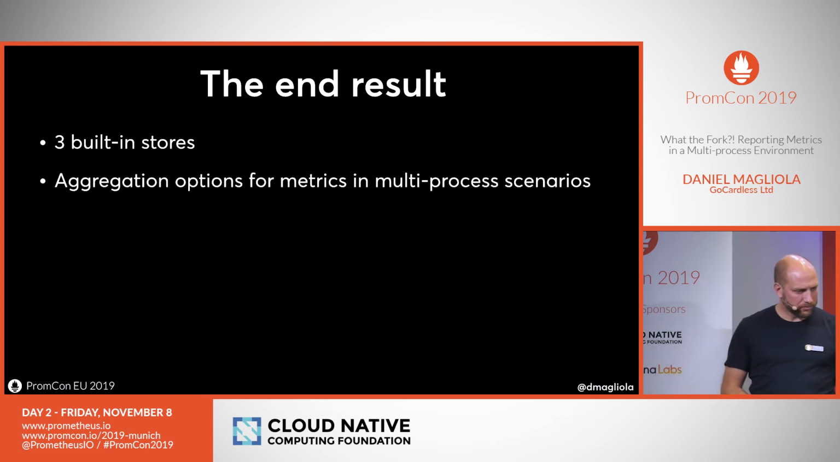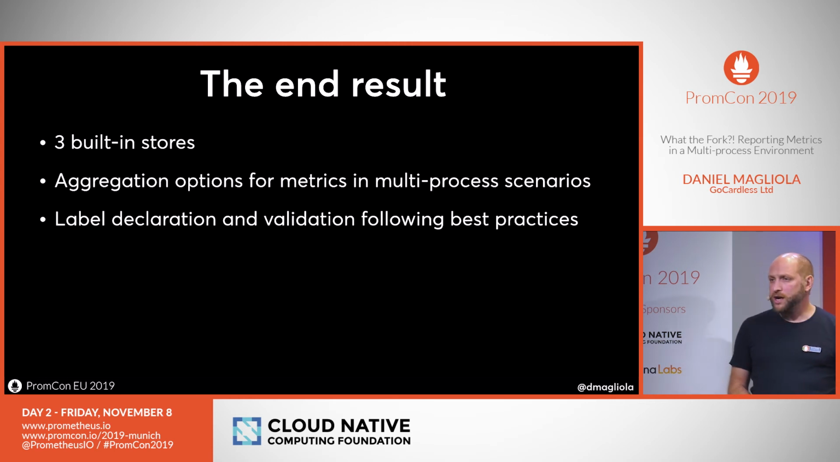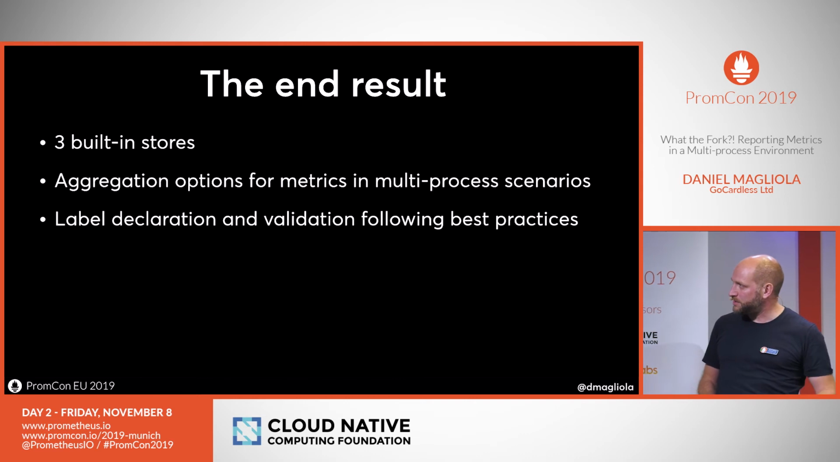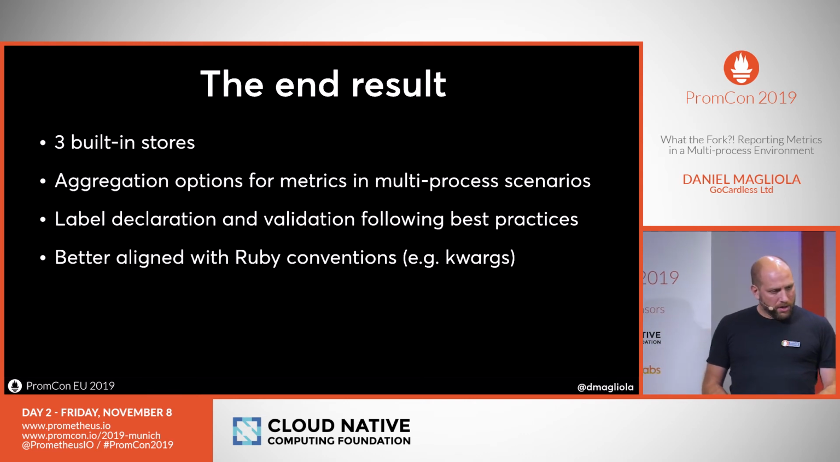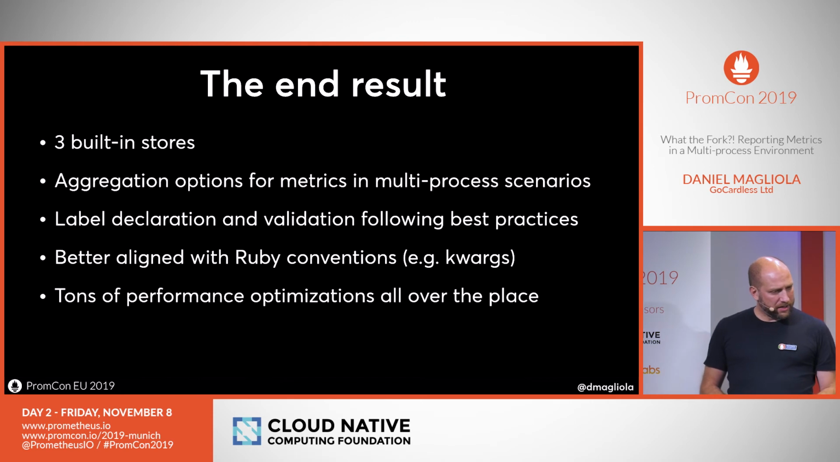We now require declaring your labels up front when you register your metrics, which is what the best practices ask for. We're better aligned with Ruby conventions. Most importantly, we have keyword arguments, which is where the Ruby code is moving towards. And there's a bunch of performance optimization. As part of the profiling of the stores, there was a lot of profiling of the actual code that was there anyway. So a bunch of things just got faster in the process, mainly histograms. Histograms are a lot faster now.